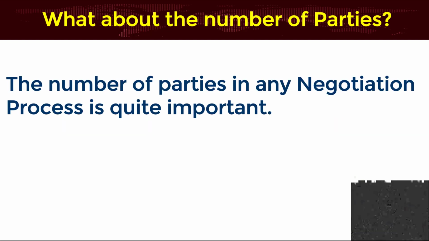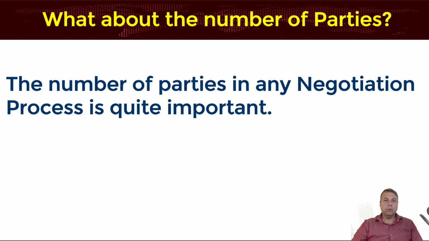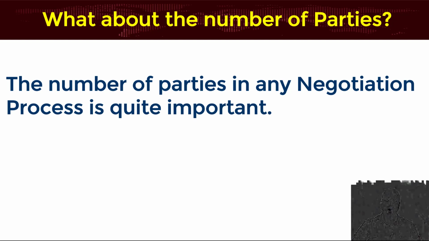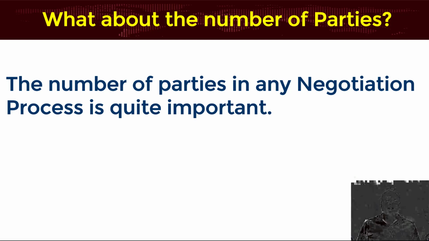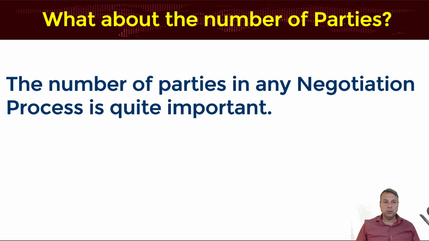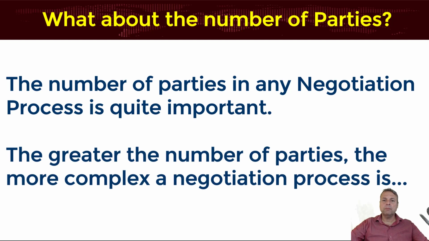Therefore, what about the number of parties? We know for sure, imagine two people negotiating over one issue. But imagine 10 people trying to negotiate the same issue. Of course, the greater the number of people negotiating, the more complex the negotiation is. Therefore, the number of parties in any negotiation process is quite important, and I devised a way to represent them in a two-dimensional matrix. The greater the number of parties, the more complex a negotiation process is.